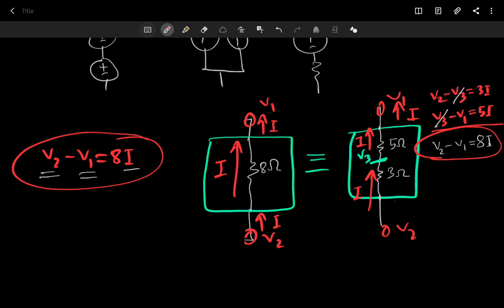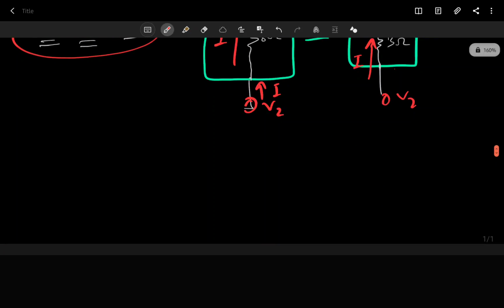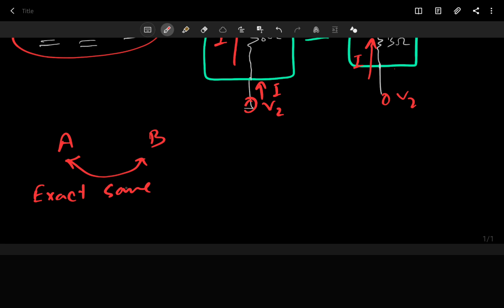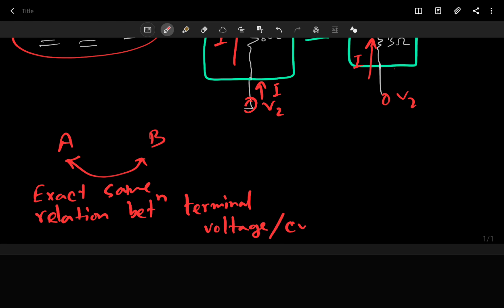That's what I was talking about. So when you find two circuits, circuit A and circuit B, with the exact same relation or equation between terminal voltage and currents, we say they are equivalent.